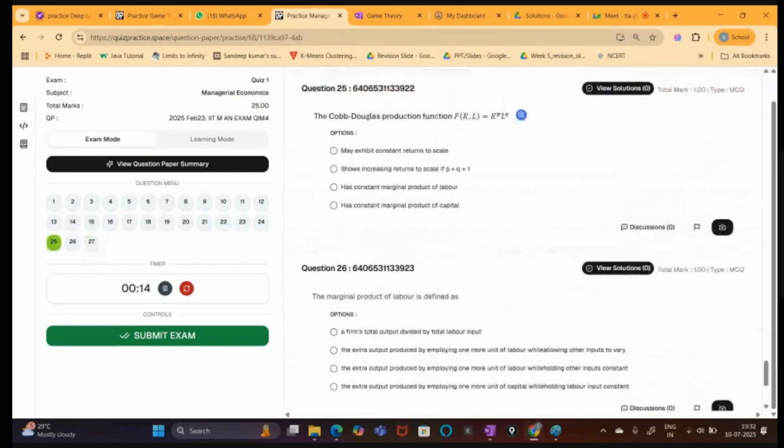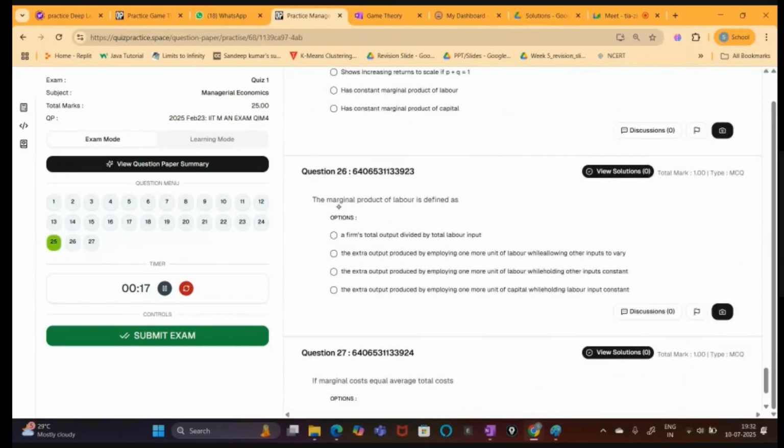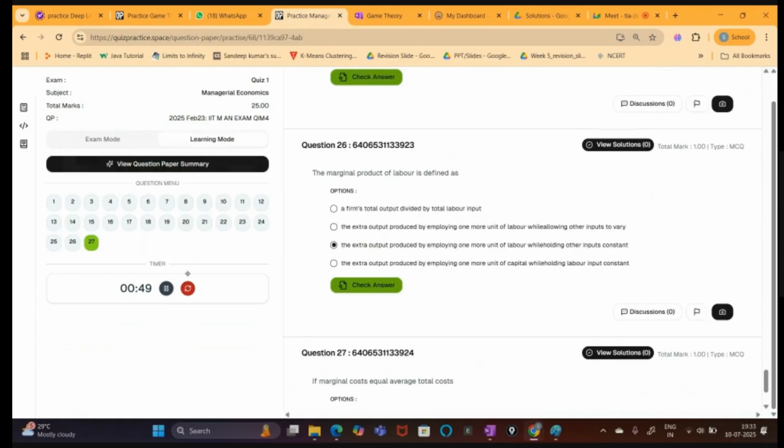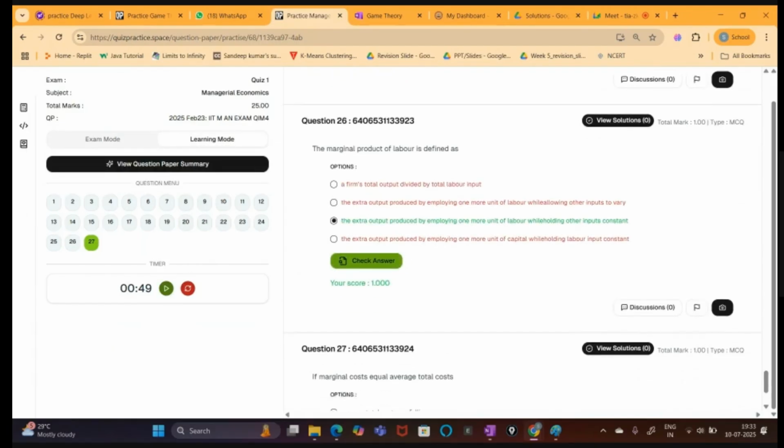We are left with only two questions, right? The marginal product of labor is defined as, so how is MPL defined? The extra output produced by employing one more unit of labor while holding other inputs constant. Means other inputs are constant and using one more unit of labor, how much more you are producing, that output will be the MPL, right? So in this question, I think this one is the correct answer. Let me check. Yeah, this one is correct.